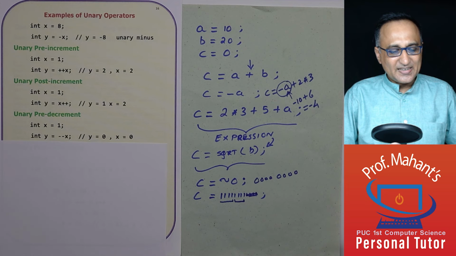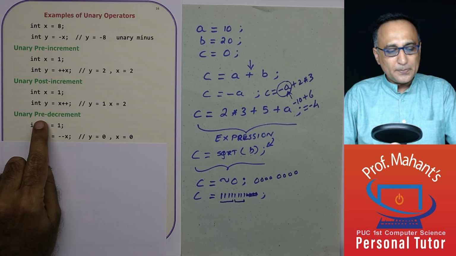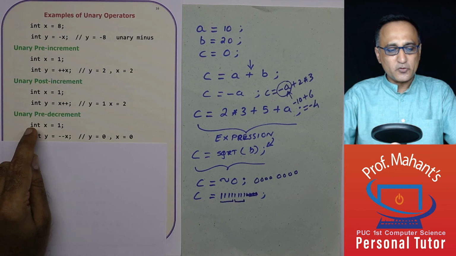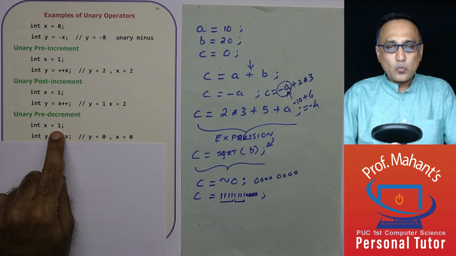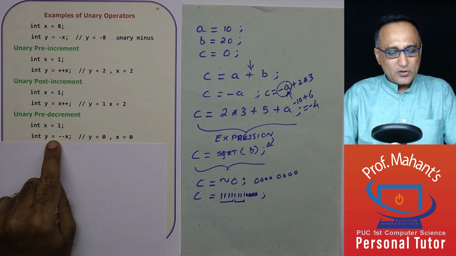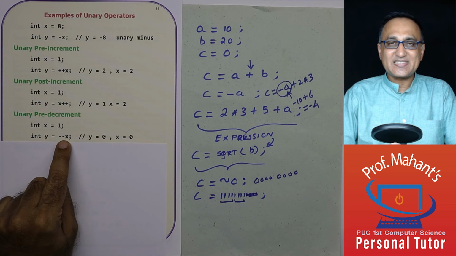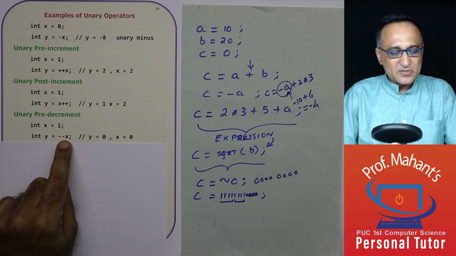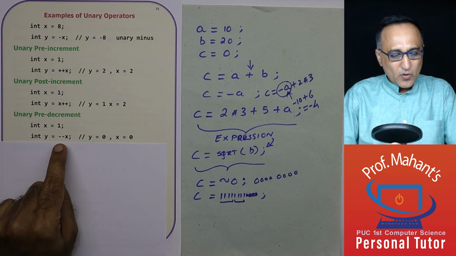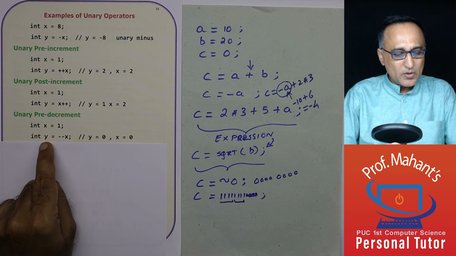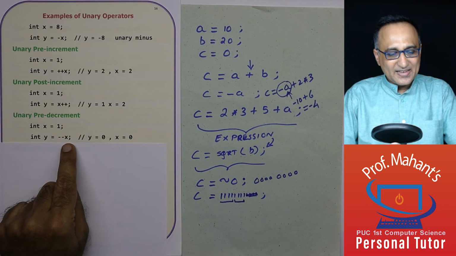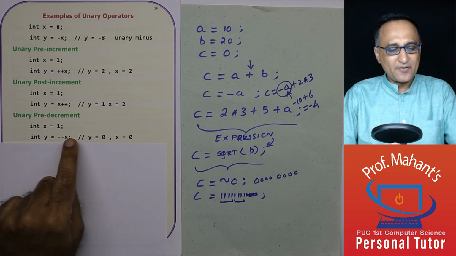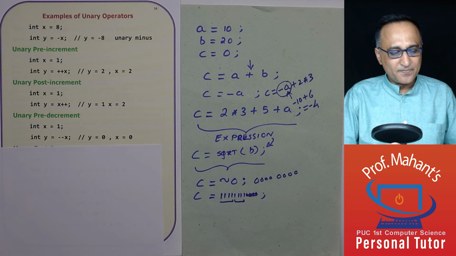Now let's understand decrement. Unary pre-decrement. Decrement means reduce. x is equal to 1. y is equal to minus minus x. So this minus minus is before the x. So x from 1 will first become 0. That 0 will get copied to y and x also becomes 0. So everything happens before the semicolon.